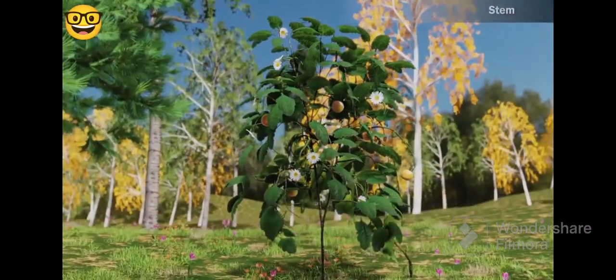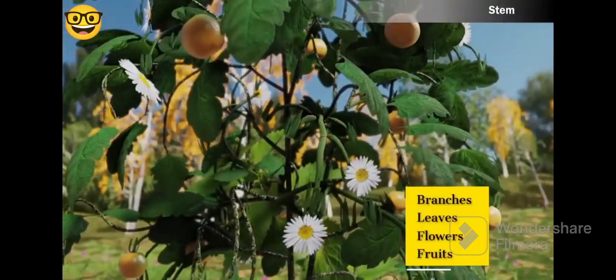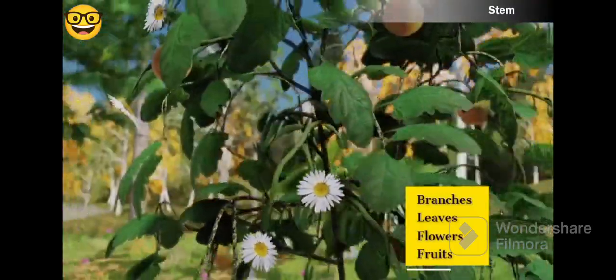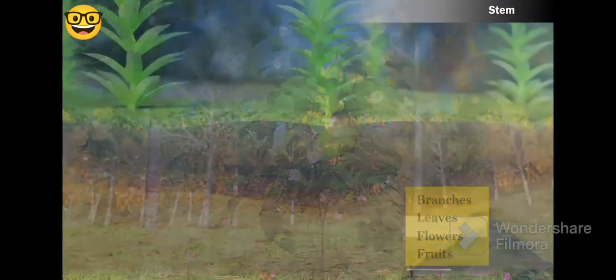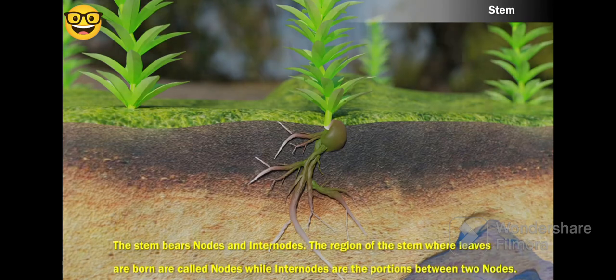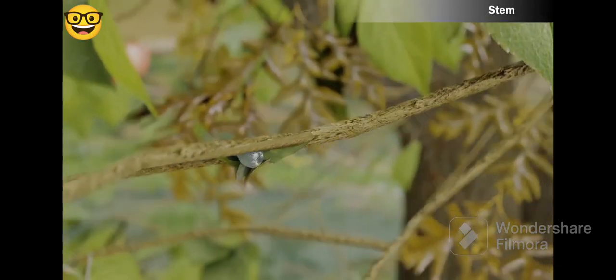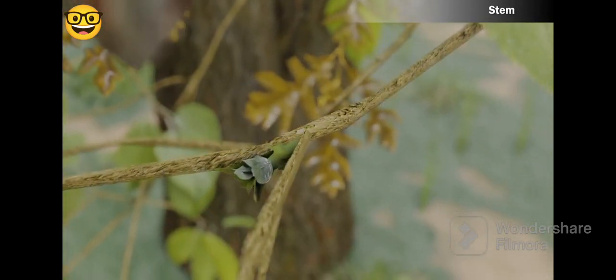Stem. The stem is the ascending part of the axis bearing branches, leaves, flowers, and fruits. It develops from the plumule of the embryo of a germinating seed. The stem bears nodes and internodes. The region of the stem where leaves are borne is called the node, while internodes are the portions between two nodes. The stem bears buds, which may be terminal or axillary.